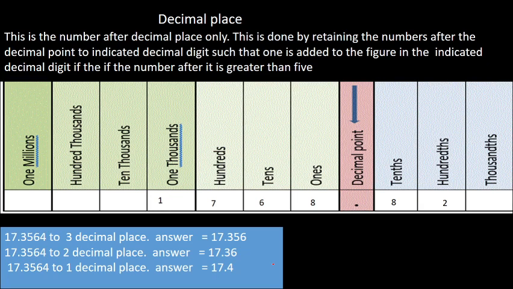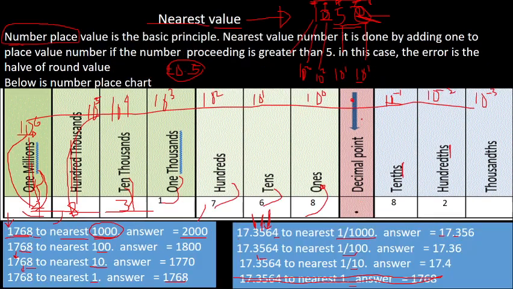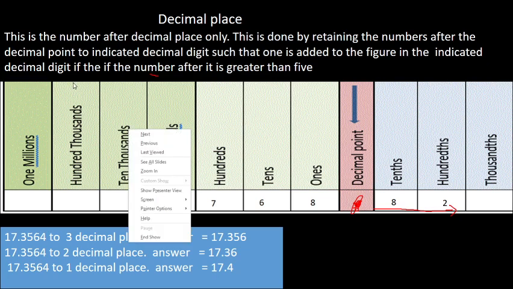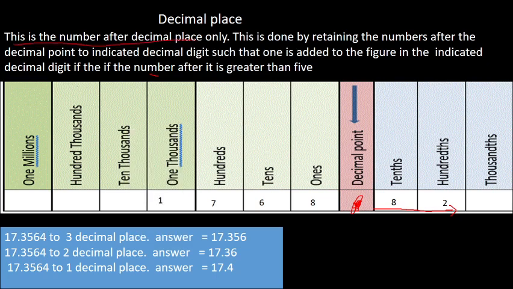So decimal places now. After number place, there remains decimal place. What is a decimal place? You will see a decimal point. Are you getting me now? Any number after the decimal point is what we are talking about. In the previous class, nearest value considers every single digit in the number. But decimal place considers digits after the decimal point only.